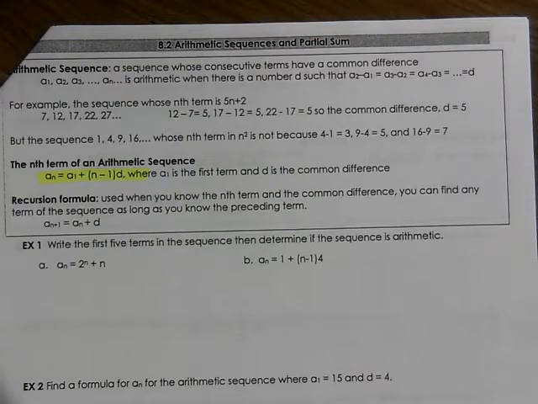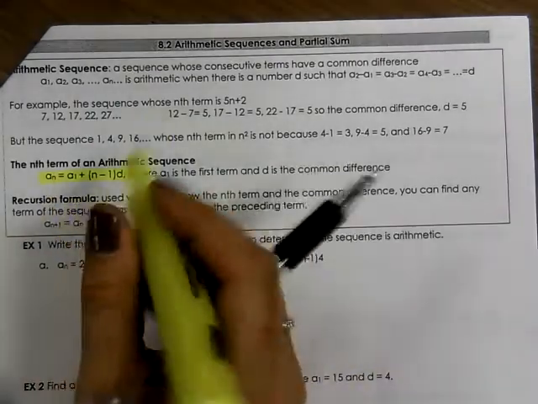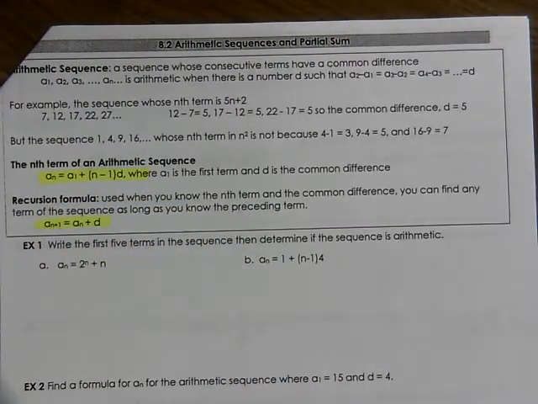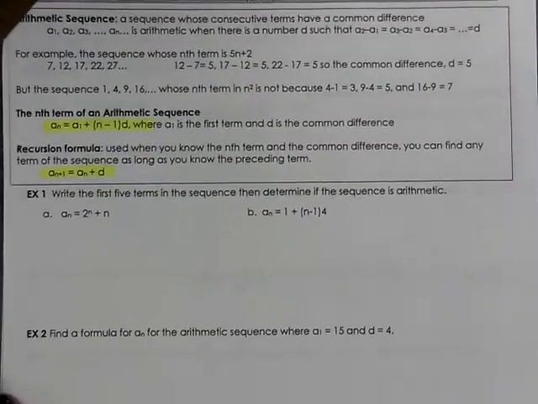The recursion formula is common sense, really. It's saying that in order to get the next term, you take the previous term and you add the common difference. That makes sense, since all of them have a common difference and you're adding the same number each time. You can memorize that if you want, but again, it's kind of common sense. Alright, so let's take a look at example 1.